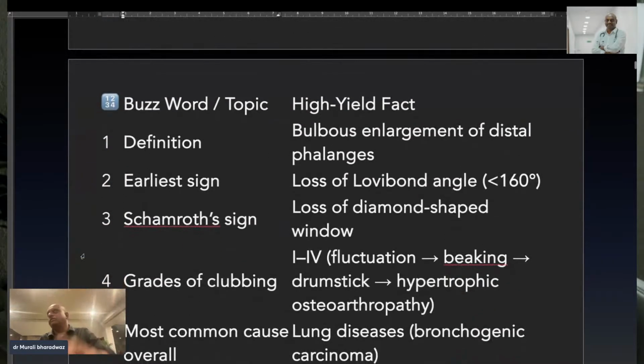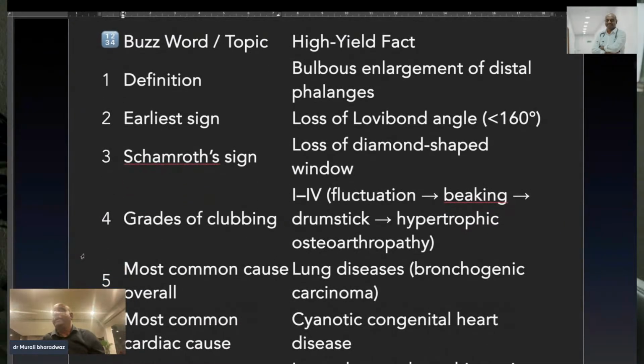Then comes clubbing. The earliest sign of clubbing is the change in the Lovibond angle between the nail bed and the nail. Normally there is a diamond shape window. Clubbing is loss of the Lovibond angle, less than 160, and loss of the diamond shaped window.